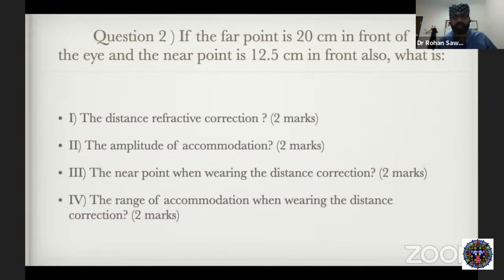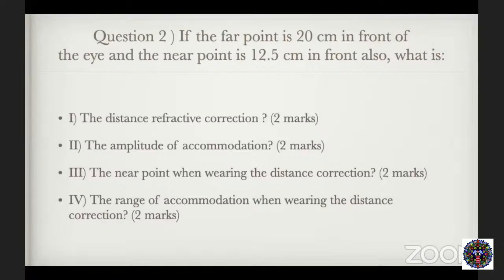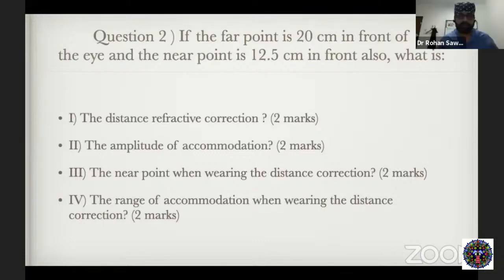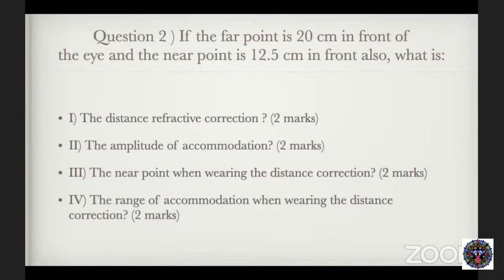So the far point is 20 centimeters in front. The near point is 12.5 centimeters in front. You need to measure the distance refractive correction, that's for 2 marks. Next question is the amplitude of accommodation, again 2 marks. Near point when the patient wears the distance correction, 2 marks. And the range of accommodation when wearing the distance correction. One of the volunteers can take it up.